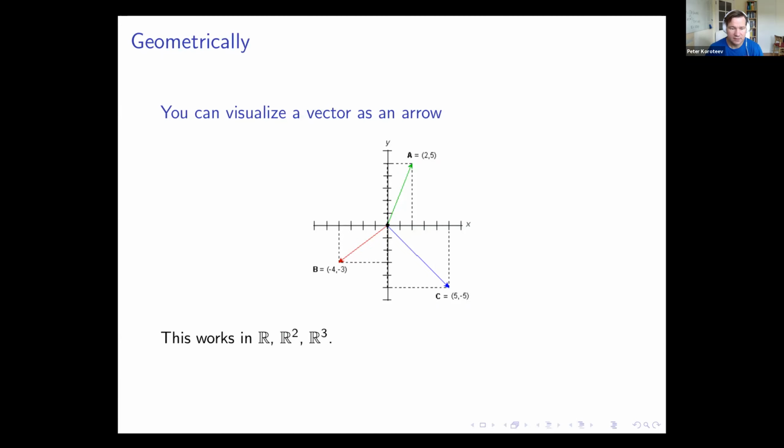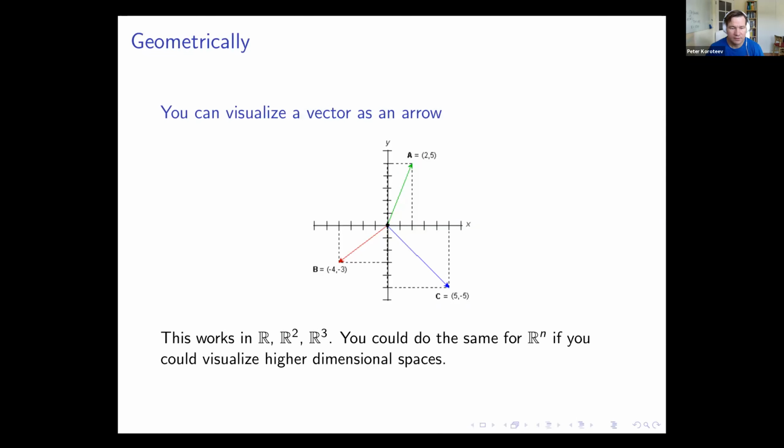So this works for any R^n, right? You can draw, of course, in R2 and R3, but you can visualize what happens in higher dimensions. Only there, you wouldn't be able to draw the whole thing. Yeah, so if your imagination is strong enough, you can try.